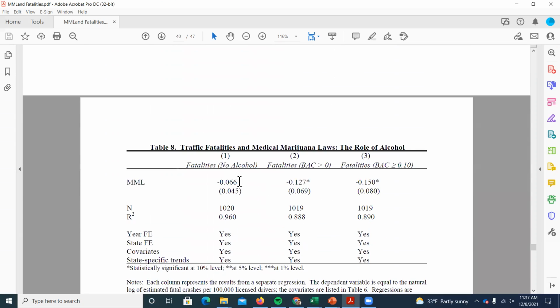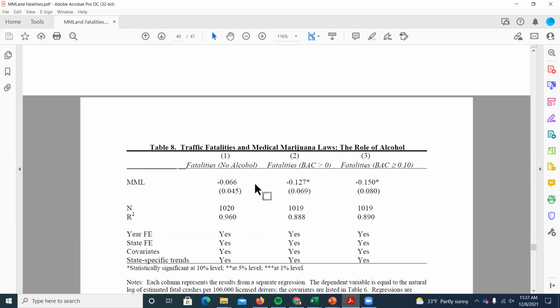They then kind of break this down and say, okay, did it have an impact on fatalities where no alcohol was involved? And what they found was, okay, it's negative, but this is not even close to being statistically significant. We can't reject the null. So we can't say that medical marijuana being legalized has any impact on fatalities where alcohol wasn't involved.